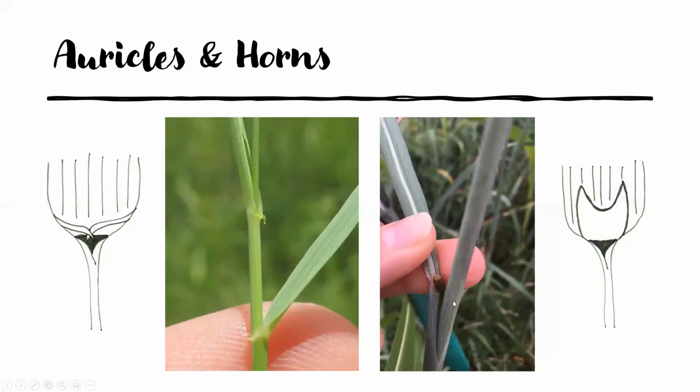This one is Indian grass. Indian grass has those horns. So if you find that characteristic, it is a wonderful clue that can help you right away identify what grass you're looking at.